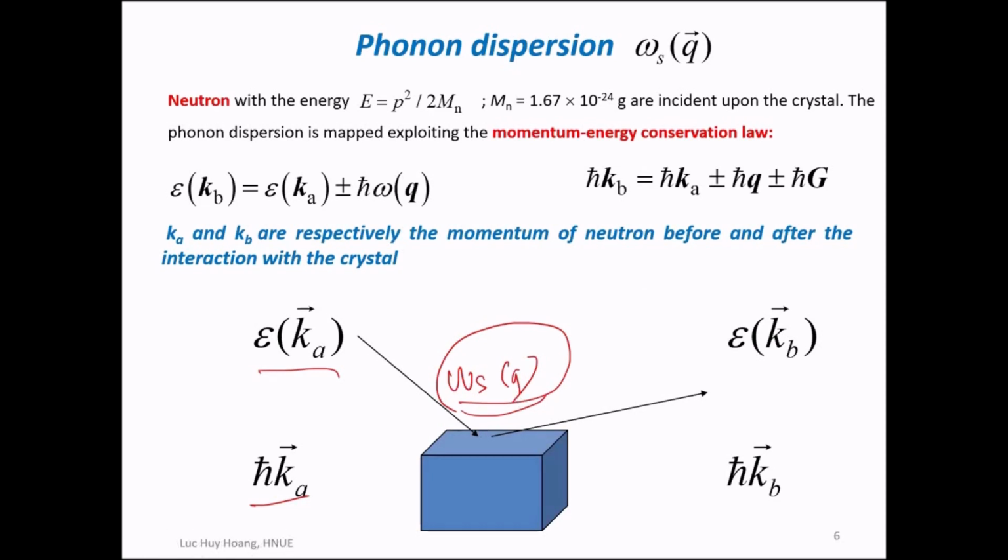Cái hạt mà lượng tử hóa phonon có thật hay không? Thế thì nó có thật ở chỗ là nếu chúng ta coi rằng cái phonon đó có năng lượng, có xung lượng, thì hãy cho một cái hạt có năng lượng xung lượng tương tác với nó. Sau khi tương tác xong, thì cái hạt đó nó sẽ bị thay đổi.